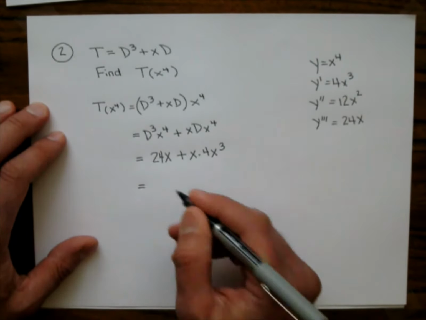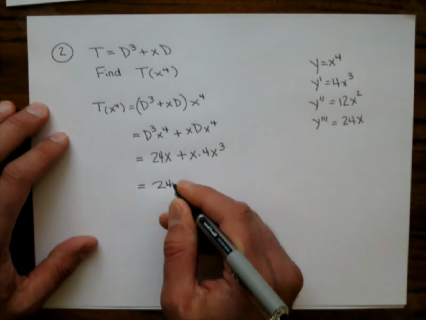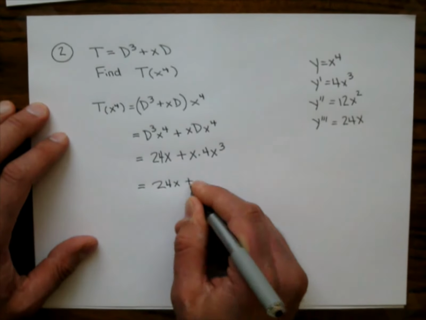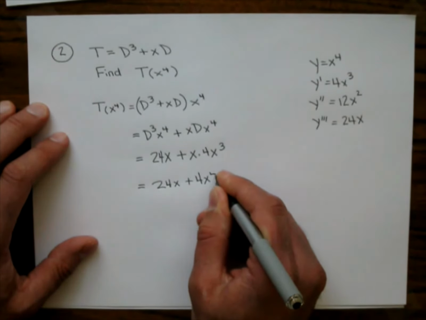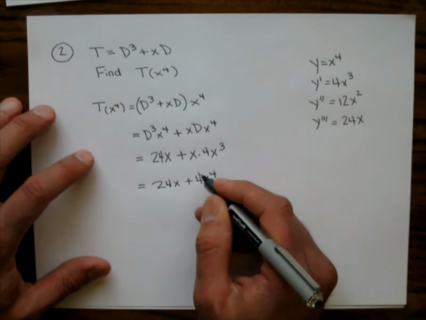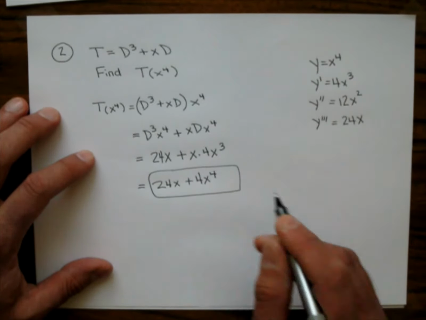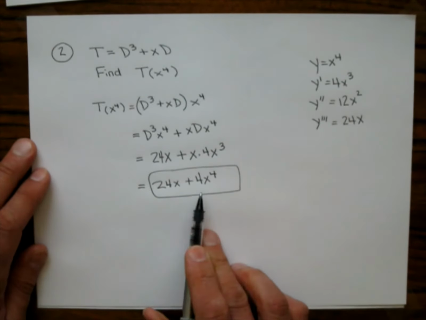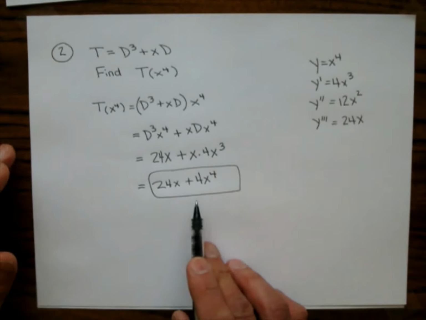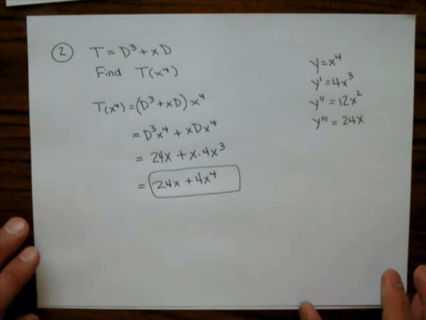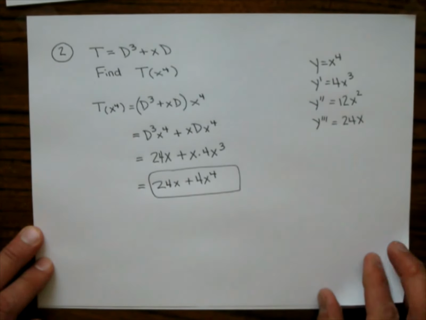So let's go ahead and write our answer really nicely. It says 24x plus 4x to the 4th. And that is our final answer. You can factor out a 4x if you want. I'll just keep it like this. So that completes problem 2.